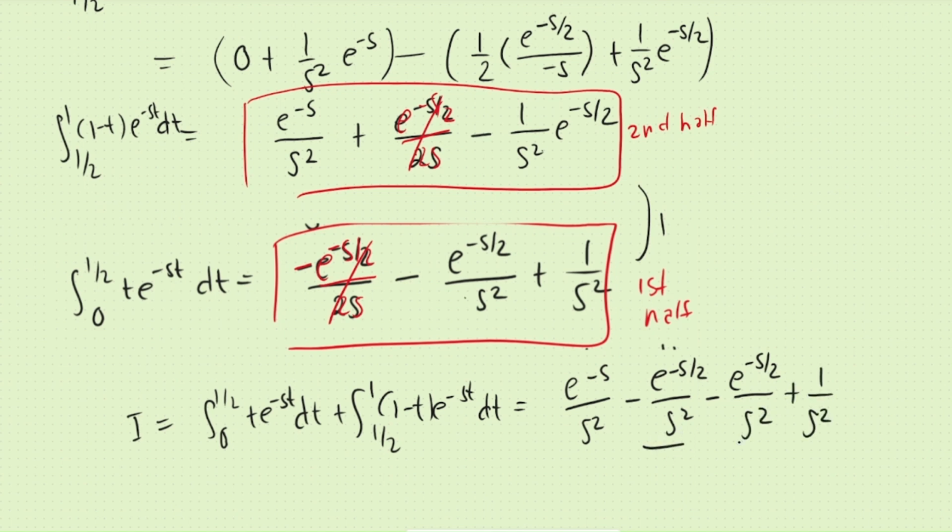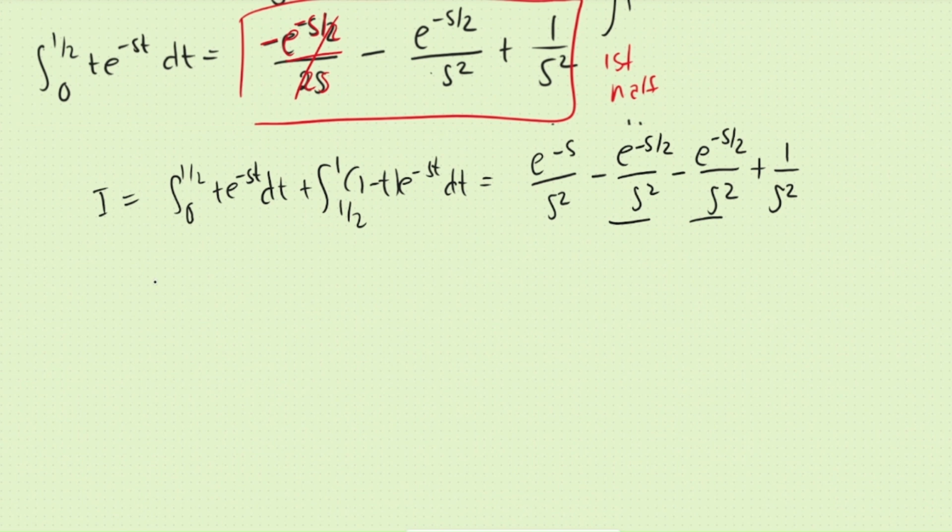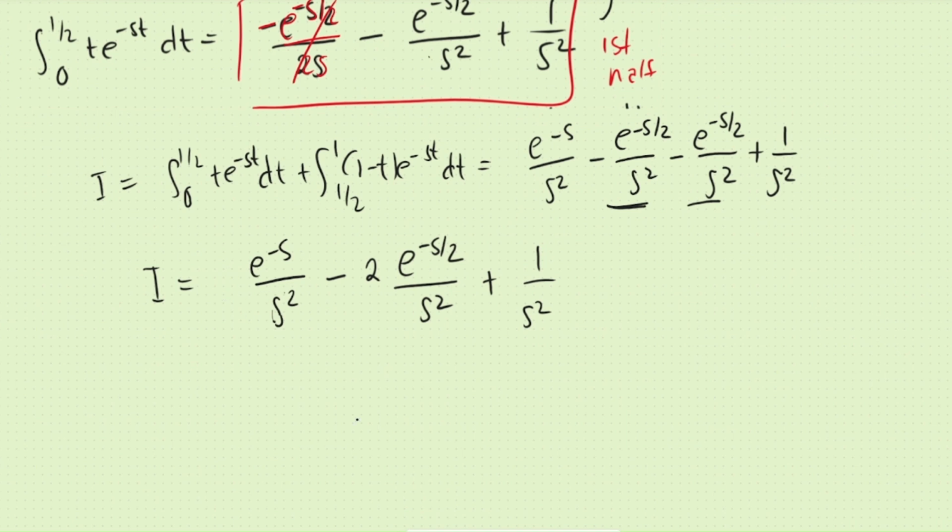Take note that these two are similar, so we can actually add them up. So our I will now become e^(-s)/s² minus 2e^(-s/2)/s², because there are two of them, plus 1/s². Okay, that's our I.